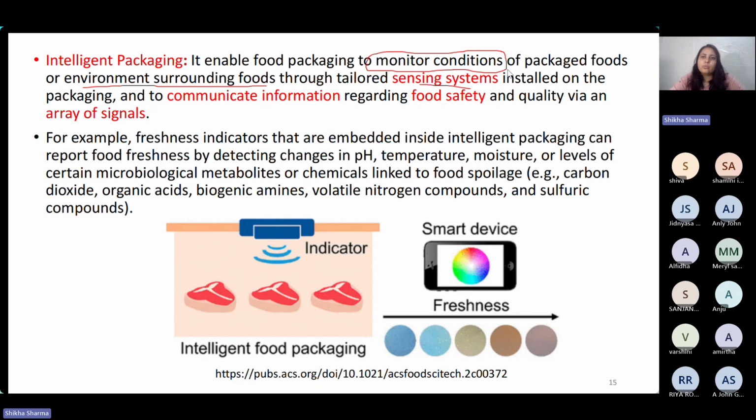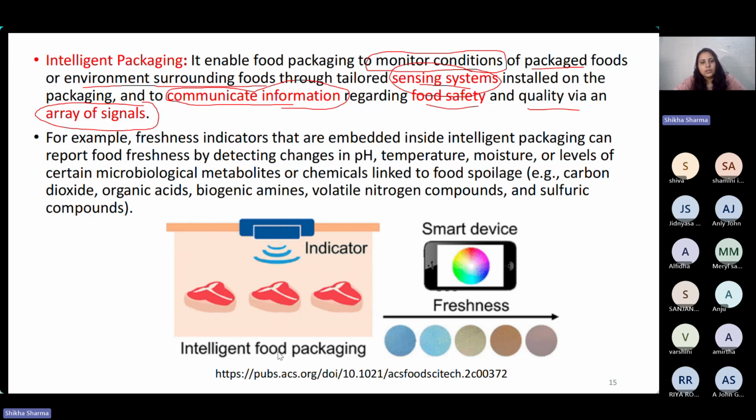So it will monitor the condition of the packaged foods or the environment surrounding the food through tailored sensing systems. The sensing systems will sense and let us know which state the food is in, and they are installed on the packaging material. It will communicate information regarding food safety and quality with the help of an array of signals. There will be some different signals it will produce, so we can know.